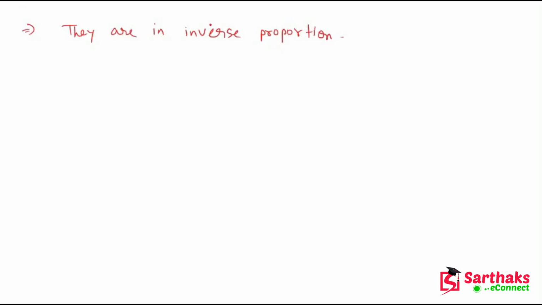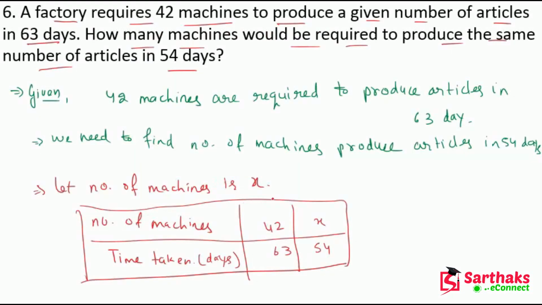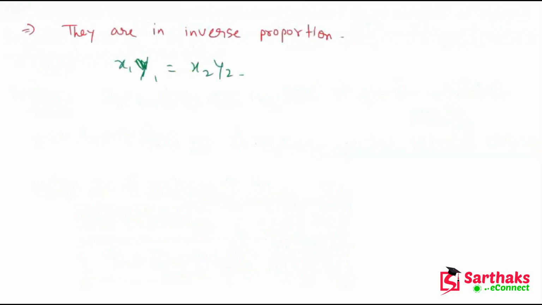So if two variables are in inverse proportion, then we can write x1 y1 is equal to x2 y2. Here this is our x1, this is our y1, this is our x2, and this is our y2. So x1 into y1 means 42 into 63, and this is equal to x into 54. With the help of this expression we can easily find the value of x. So x will be 42 into 63 divided by 54.